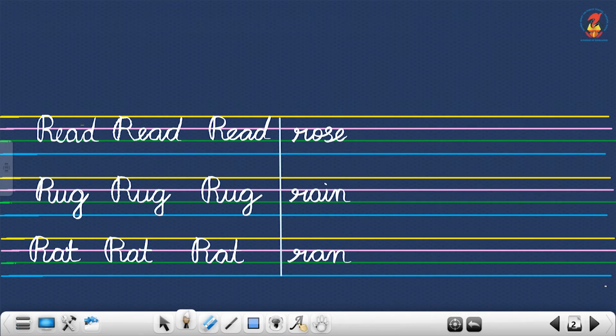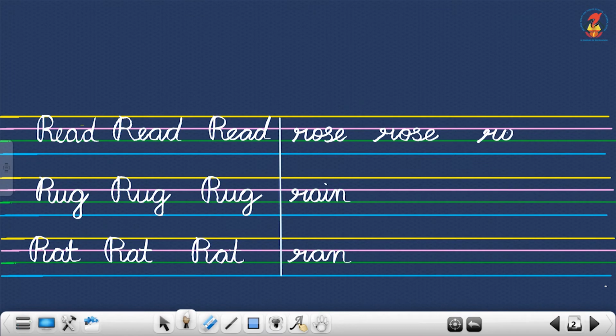Third line, right? R, touch at the second line, then small loop. Again, come up to the second line. Then down to the third line. Then write O, R, O. Curve, then loop. Touch at the second line. To write letter S. Then E, rose, R-O-S-E, rose. I'll write one more time.